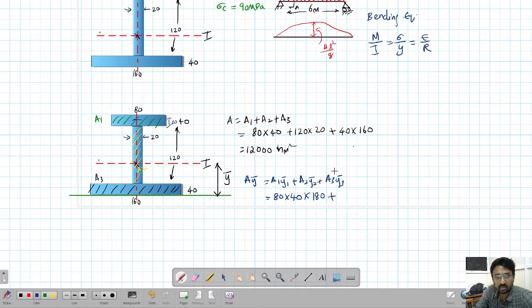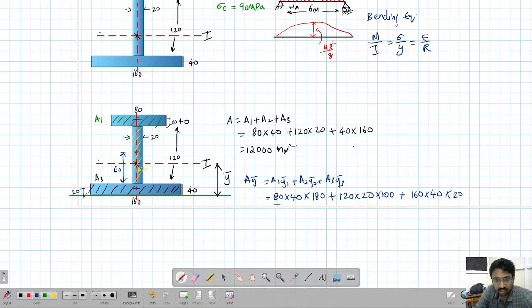Plus, what is A2? A2 is 120 into 20. The centroid of A2 is here, from this point. The total is 120, so from this point this will be 60. So 40 plus 60 is 100. Now what is A3? A3 is 160 into 40. The distance of the centroid is 40 by 2, that is 20. So all distances we are measuring from this.